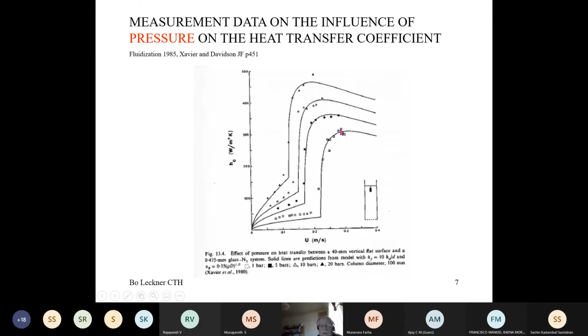Now, most of the devices that we are dealing with are not pressurized, so we are only working at atmospheric pressure. The other thing that you can see here is that it doesn't start abruptly at the minimum fluidization velocity, but there is heat transfer also in the fixed bed, which precedes the fluidized bed at lower velocities. So in the fixed bed, there is also a certain heat transfer, but much less than in the fluidized bed.